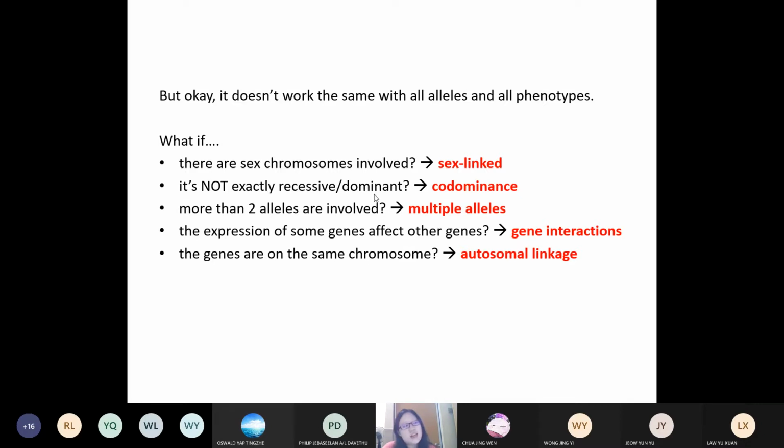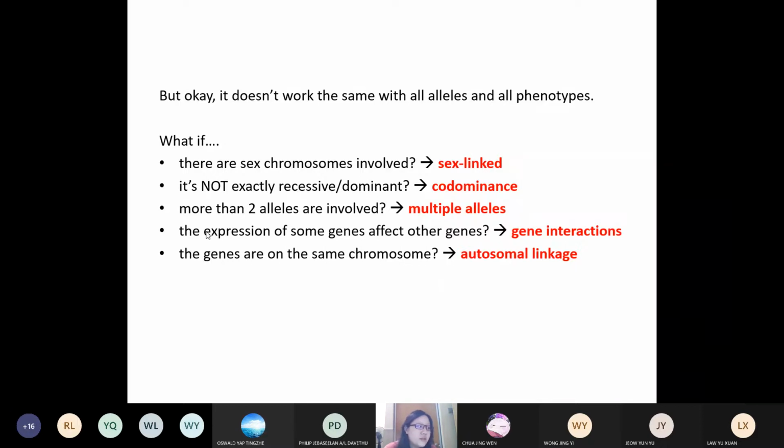What if it's not exactly recessive and dominant? What if there's an in-between? That would be codominance. Don't worry, I'll go through this again, but this is just a little introduction. Sometimes there'll be more than 2 alleles involved, and this is called multiple alleles. So you might have 4 alleles, and every individual would have 2 of the 4. So how would that work as well?